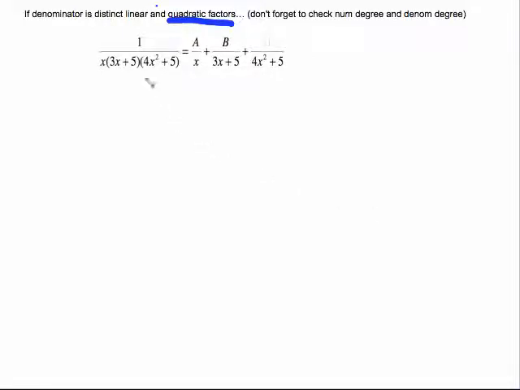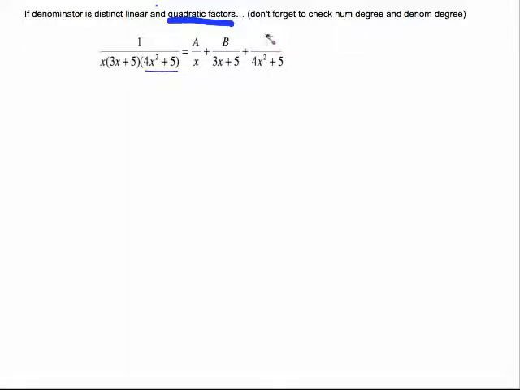When you look at this denominator and the numerator, of course, you have to look to see, do you have to do any long division? And the answer is no, because the numerator degree is not greater than or equal to the denominator degree. So we're good for just breaking this up. We know we have A over x, B over 3x plus 5, and there's our other denominator, 4x squared plus 5, but I have not filled in the numerator.